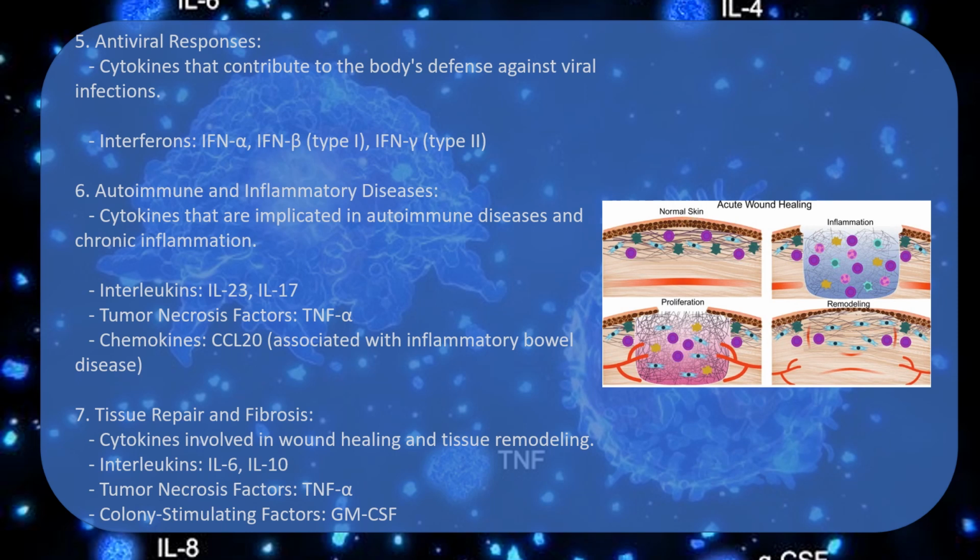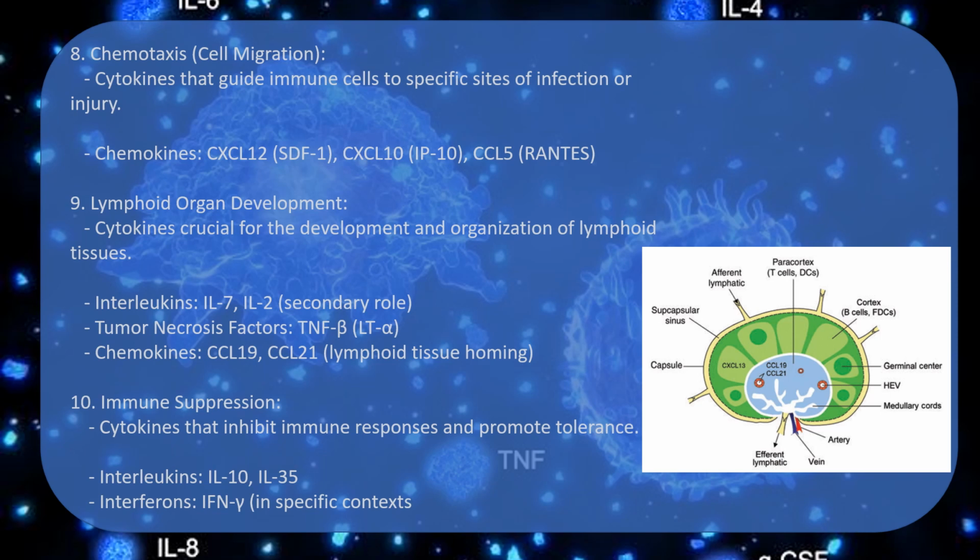Colony stimulating factor GM-CSF. Next is chemotaxis. Cytokines that guide immune cells to a specific site of infection or injury. Chemokines CXCL12, CXCL10, CCL5. Lymphoid organ development. Cytokines are crucial for development and organization of lymphoid tissues. Interleukin 7 and 2. Tumor necrosis factor beta. Chemokines CCL19, CCL21. Immune suppression. Cytokines that inhibit immune response and promote tolerance. Interleukin 10, 37, 35. Interferon gamma.